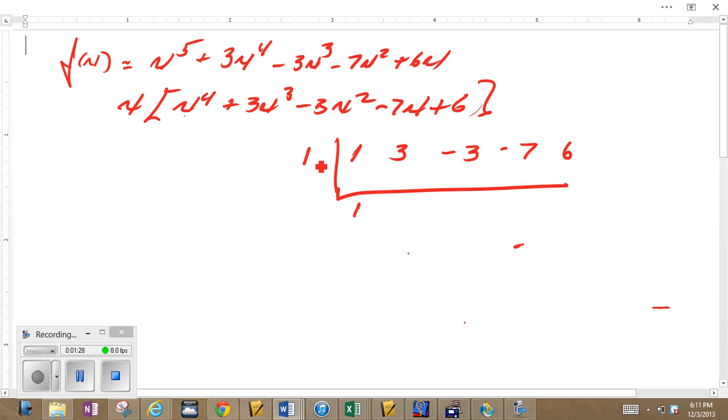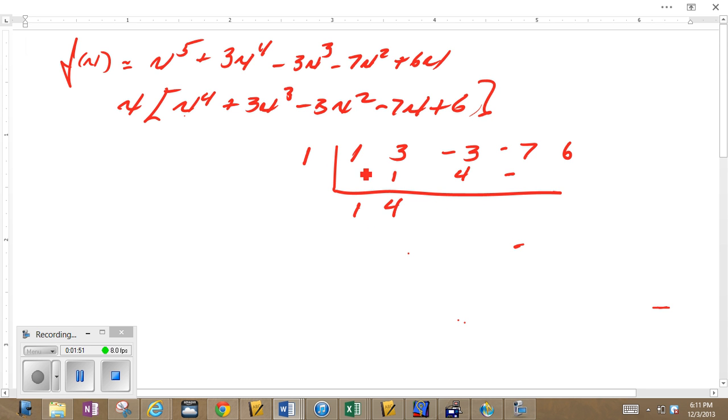To bring down this 1. 1 times 1 is 1. Okay, so that adds to 4. 4 times 1 is 4. This adds to negative 1. Multiply that, that gives me negative 1. Oh, I'm sorry, I got the sign problem here. Okay, so here we go back again.